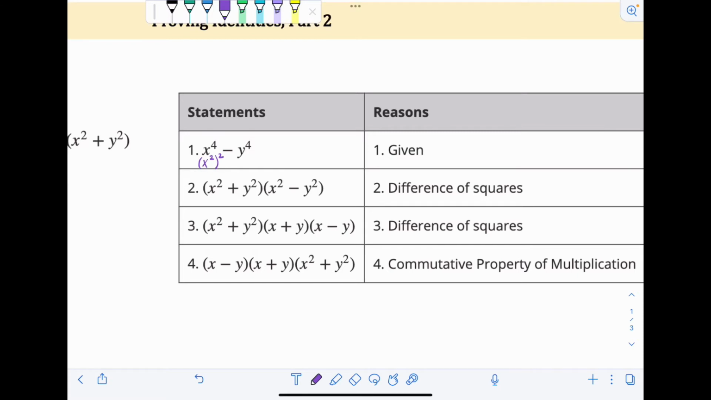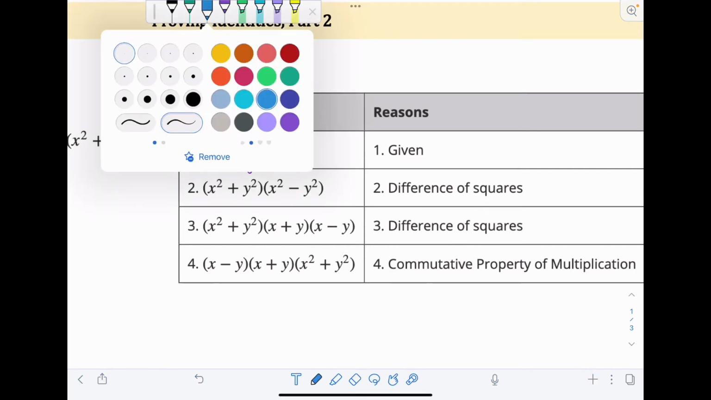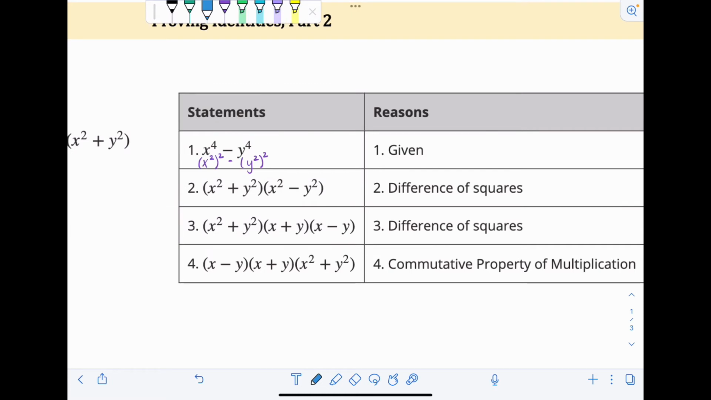Like x squared squared is equivalent to x to the fourth, and then minus y squared squared. So we have to rewrite it like that when we're using the difference of squares, so we can see what our a and what our b are. So a is x squared and b is y squared. Difference of squares is a squared minus b squared, and that factors into a plus b times a minus b. So we're going to use that pattern to get to step 2.